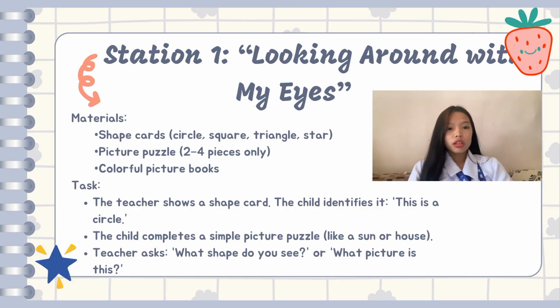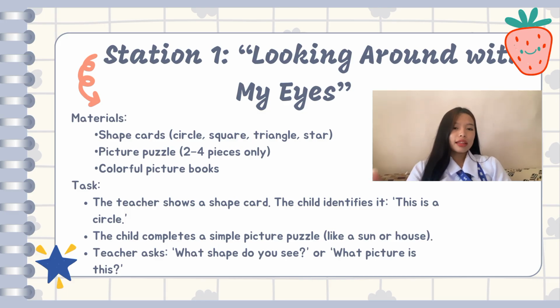It could be circle, square, triangle, or star. And then picture puzzles. Since it is for early childhood, there should only be 1 to 4 pieces. And then colorful picture books. The task for this station is that the teacher would show a shape card and the child would identify what shape it is. For example, the child will say, "This is a circle." And then the child could also complete a simple picture puzzle like a sun or house.